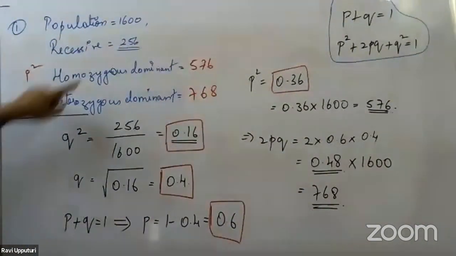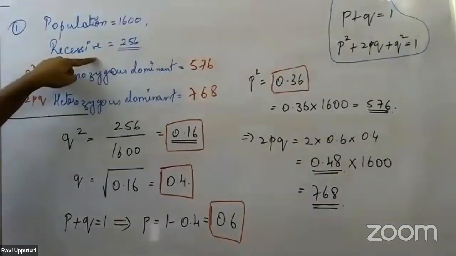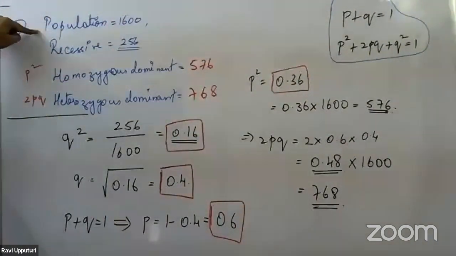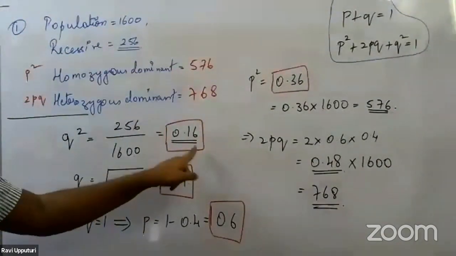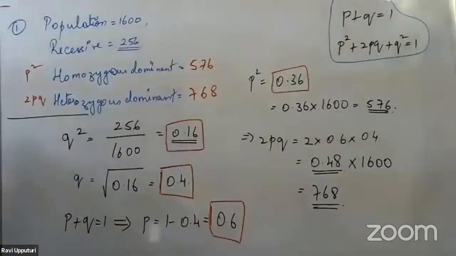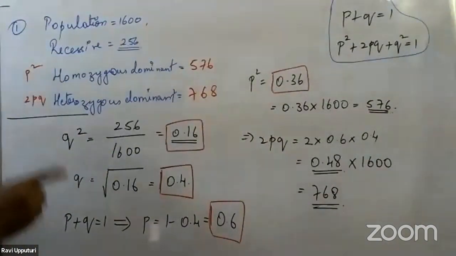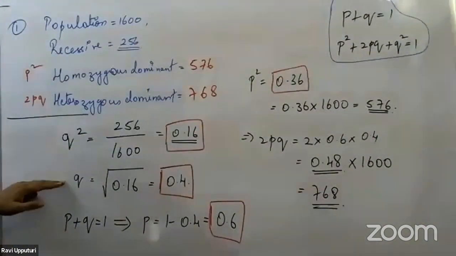So how do we get Q square? Total number of recessive individuals divided by the total number of the population. That would give us almost 0.16. So this is the frequency of the recessive genotype. From this frequency, we are now calculating the frequency of the recessive allele. Right?